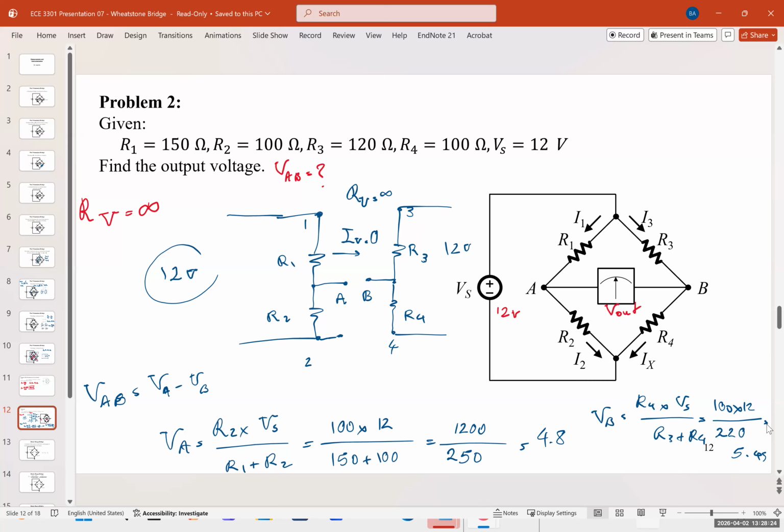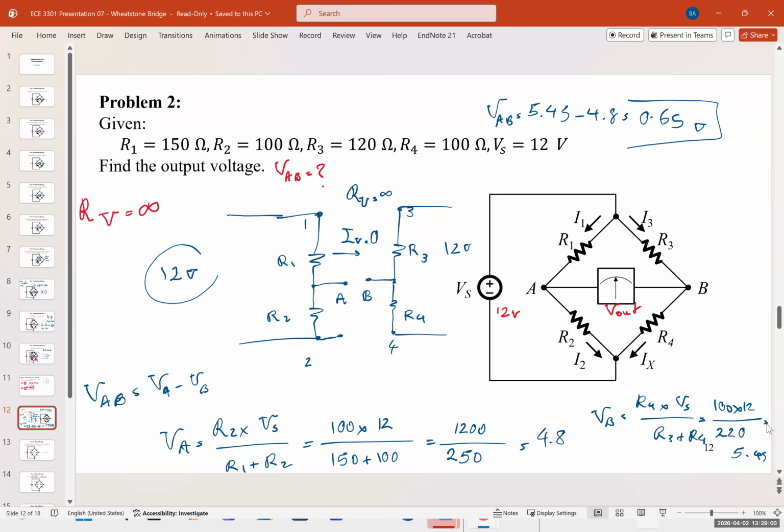Okay, now that I have found VA and VB, VAB is going to be VA minus VB. Or VB minus VA if we want to find the direction as well, which is 5.545 minus 4.8, which gives us 0.65 volts. Is that clear? This is one way to solve it.